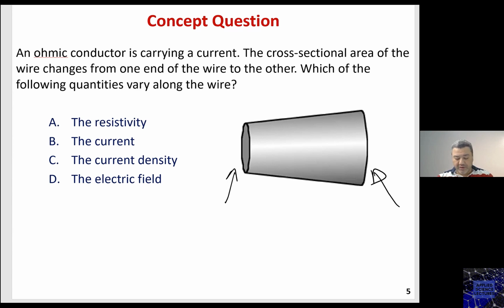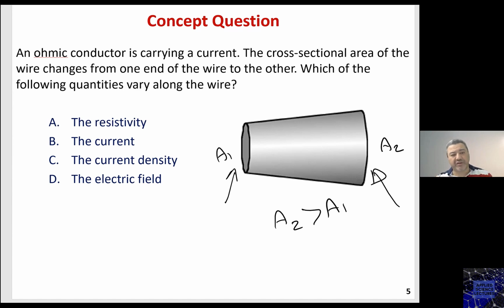So we have to be aware that this is, let's say, A1, this one cross section is A2, such that A2 is greater than A1, and the cross section along the wire itself is increasing. So which of the following quantities vary along the wire? Resistivity. We said resistivity does not change. Resistivity is always unique for every material. So resistivity does not change.